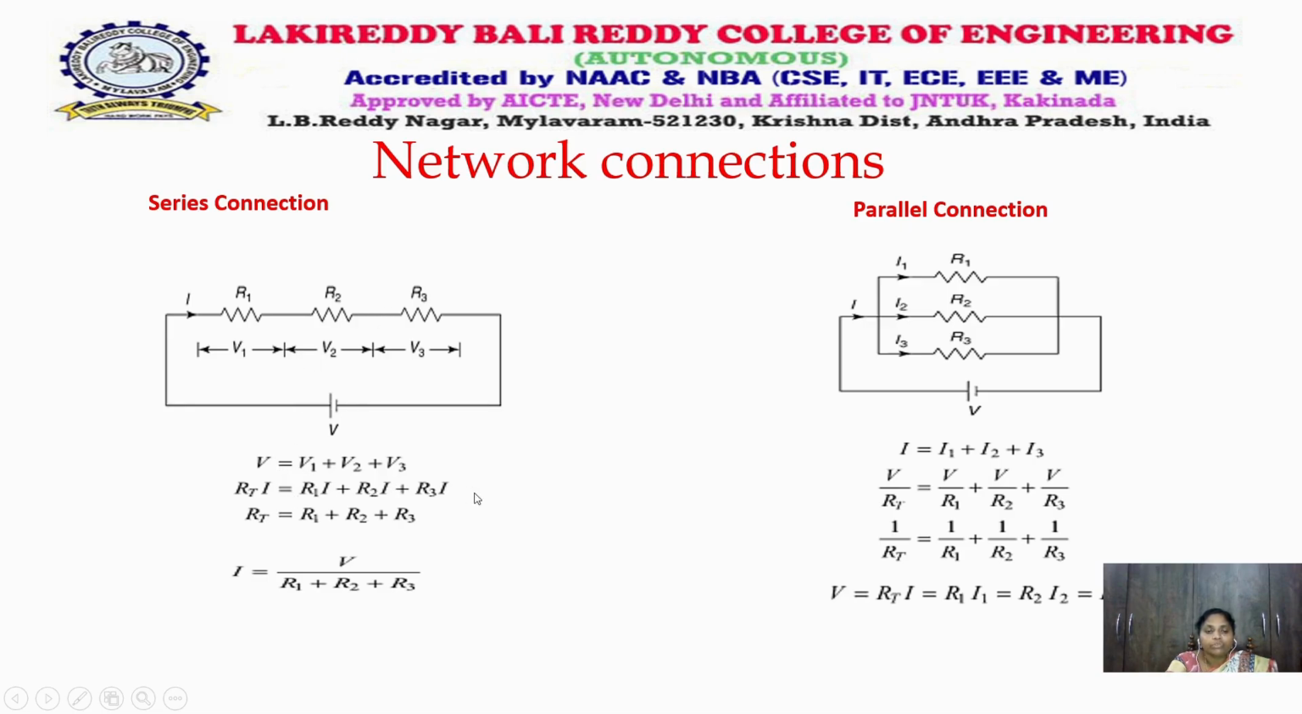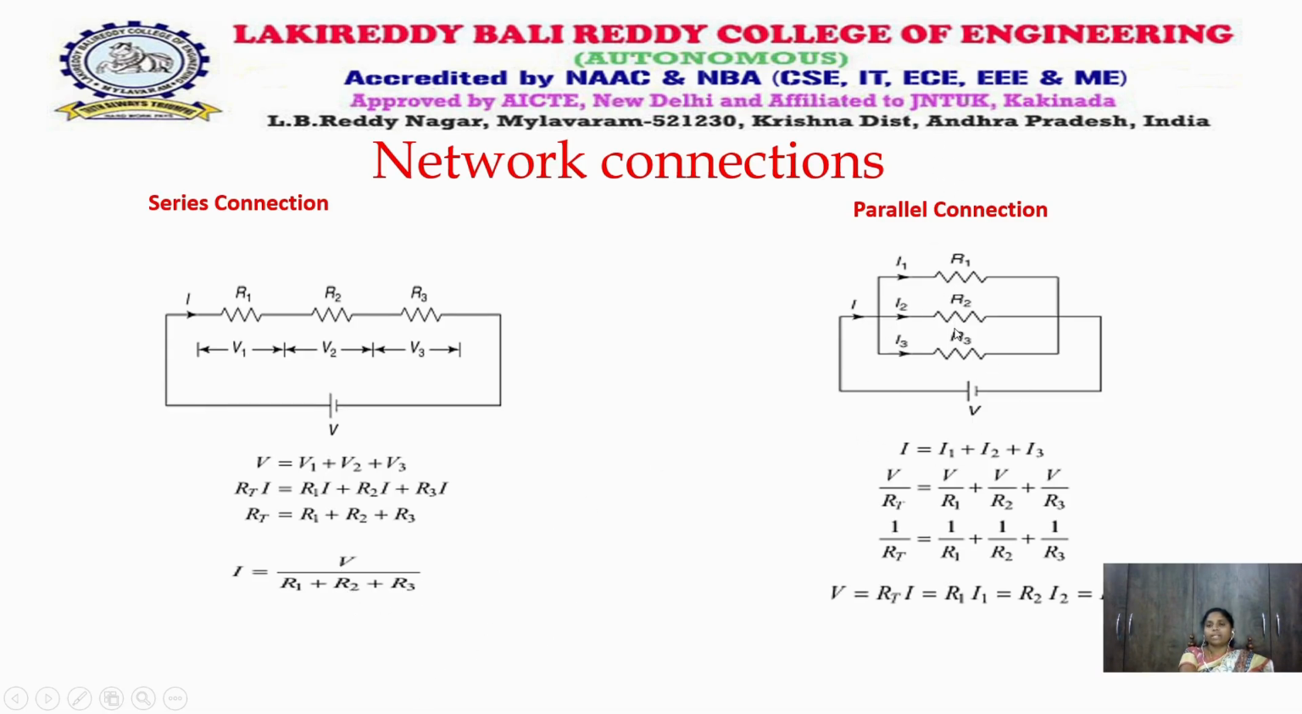Individually, if I write Ohm's law, the total equivalent resistance will be R1 plus R2 plus R3, because all these are connected in series. And then the total current I equals V by R1 plus R2 plus R3.